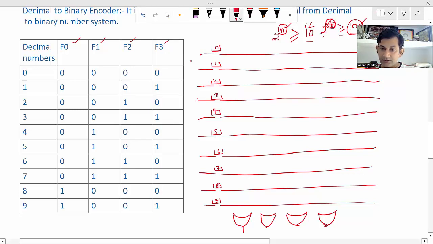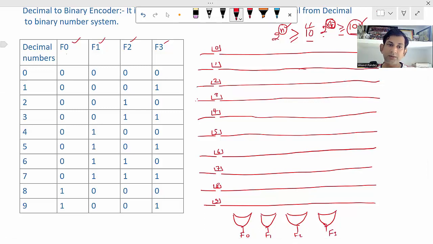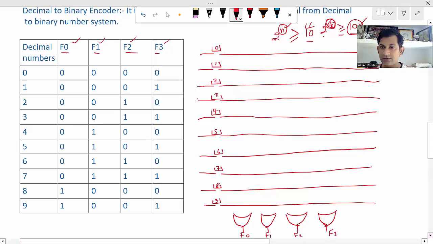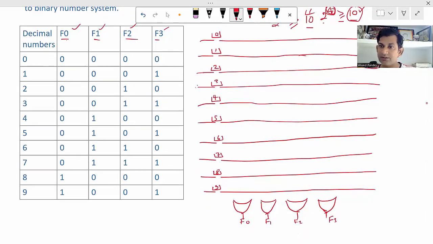Now listen. Here these are output lines. This I'm telling you is F0, this is F1, F2, and F3. In the same sequence you write as you have written in the truth table, you write here too. The sequence of both should be the same. This is the main thing.